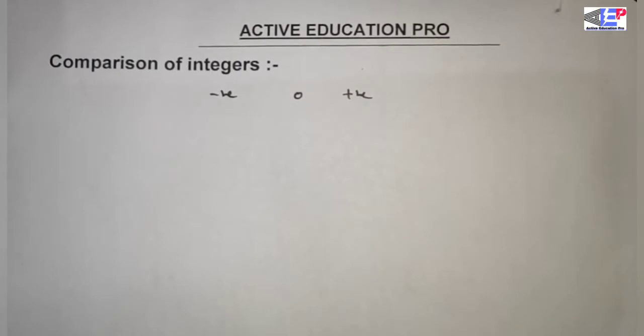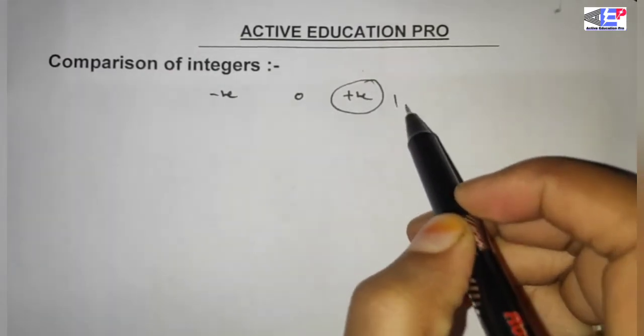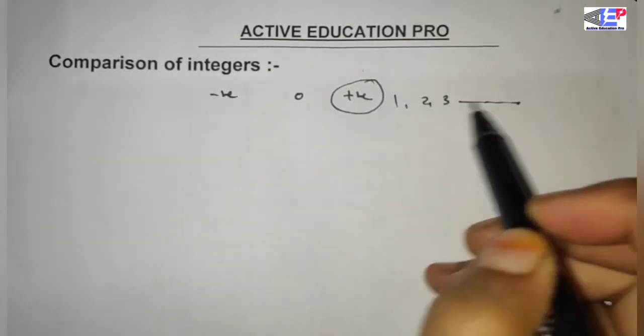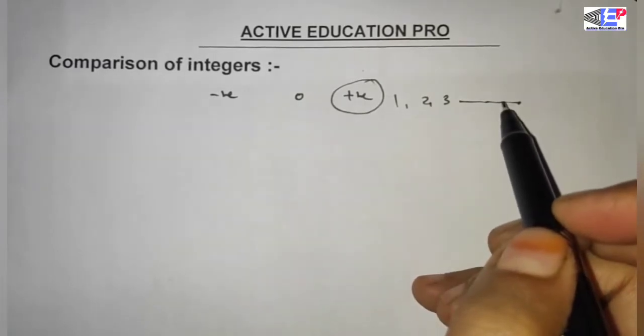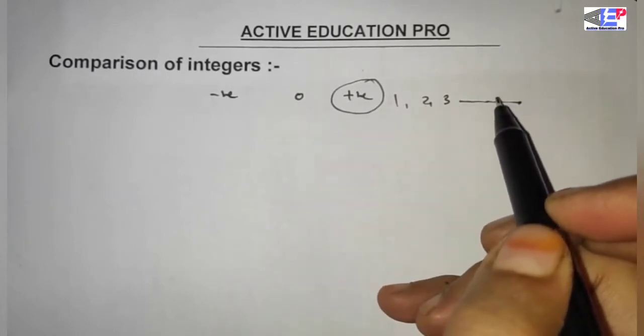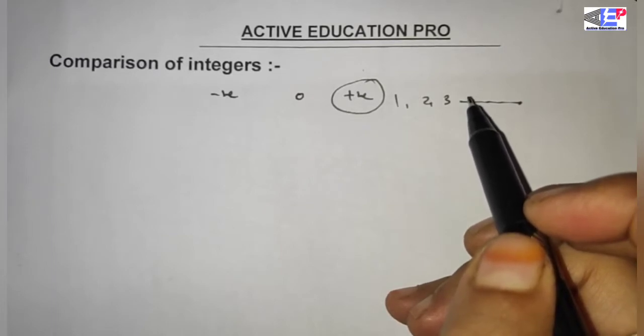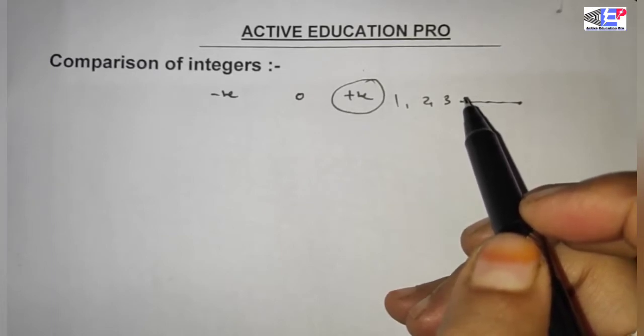Comparison of integers. You know very well that positive numbers are the counting numbers 1, 2, 3 and so on, and you know about their comparison. When you move from left to right on a number line, the number increases 1 by 1, we add 1 each time, so that we get the next number, the successor. You know very well about positive integer comparisons.